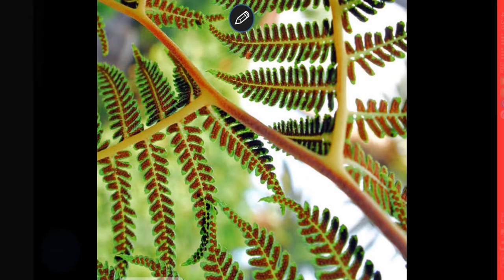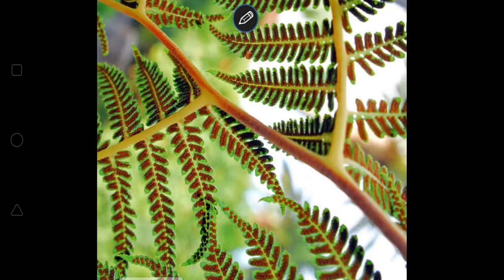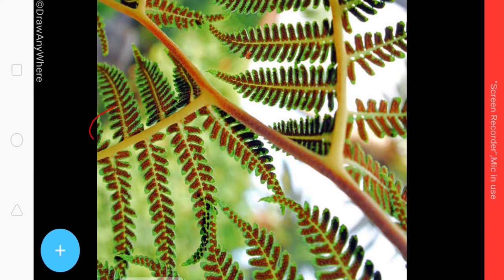We can see lots of sporangia here, and from the sporangium we can get the spores. This process of spore formation is also known as sporogenesis. S-P-O-R-O-G-E-N-E-S-I-S. Sporogenesis.